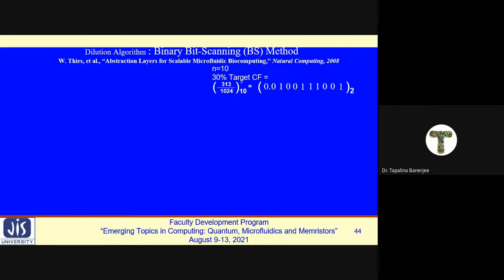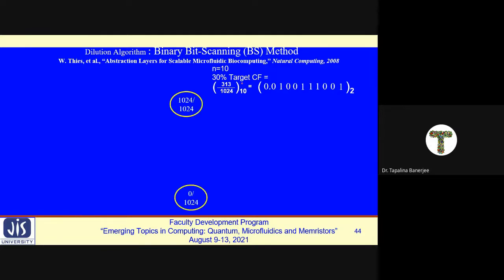Now, mixing is performed based on the 1:1 model, where 1 unit of sample is mixed with 1 unit of buffer and only 1 unit of the resulting mixture is used, discarding the remaining unit as waste. Okay, let's see how it is possible.